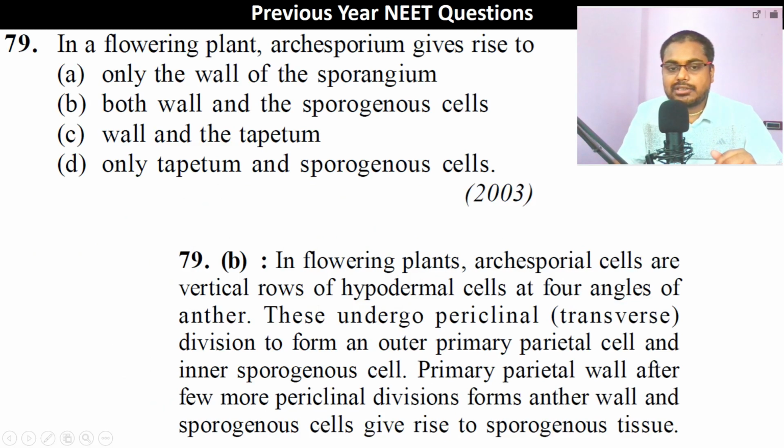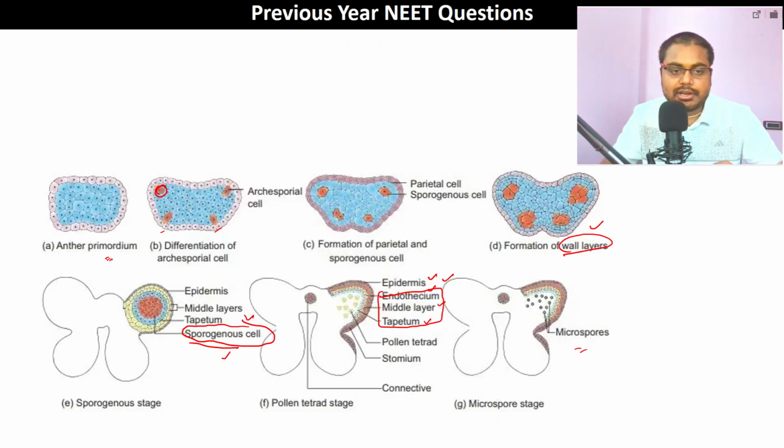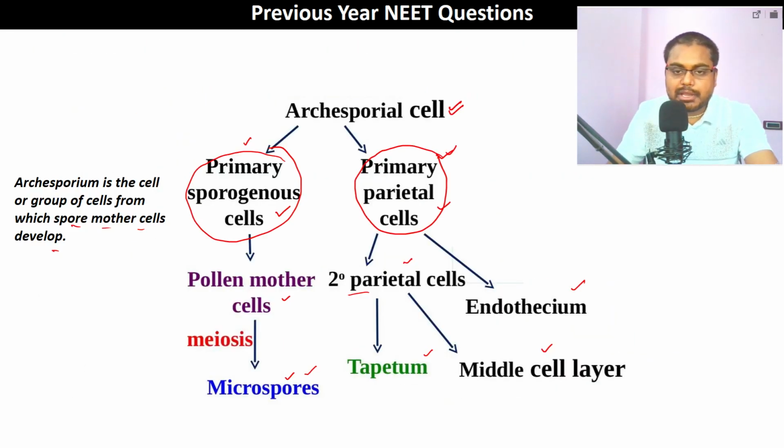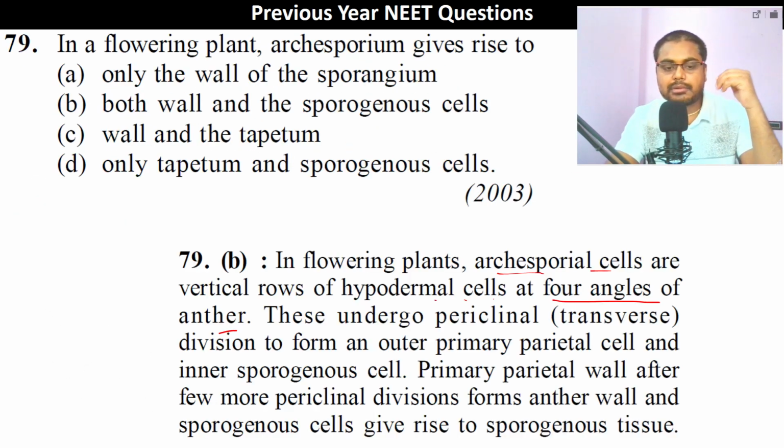So now we can see here, in the flowering plants, archesporial cells are vertical rows of hypodermal cells at the 4 angles of the anther. Yes, so you can see there are 4 places. These undergo periclinal, that is transverse, division to form an outer primary parietal cell and an inner sporogenous cell. The parietal cells will give rise to the wall layers. The primary parietal cell, after a few more divisions, forms the anther wall. So the anther wall is formed by them, and the sporogenous cell gives rise to the sporogenous tissue.